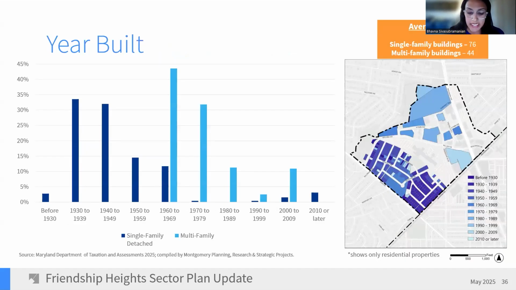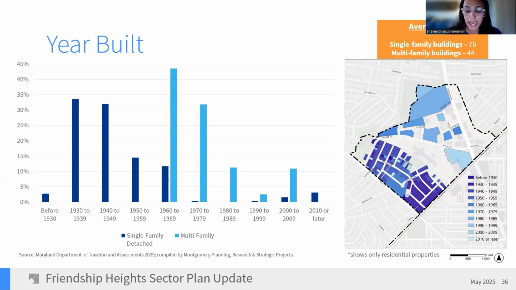This chart and the accompanying map on the right show when each type of housing was built in the plan area. As seen, Friendship Heights was only single-family homes until the 1960s, and this is something Atara covered as well in the history section. From this decade onwards, mostly only multifamily units have been built.